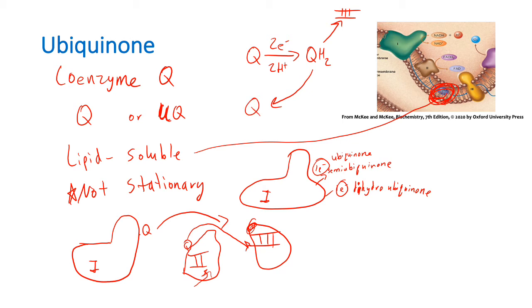Okay, so you reduced, that's the reduced form. This is the oxidized form. And like I said, once it loses the 2 H's and the 2 electrons at complex 3, it goes back to where it's needed, be it complex 2 or complex 3. So now let's get on to complex 2.